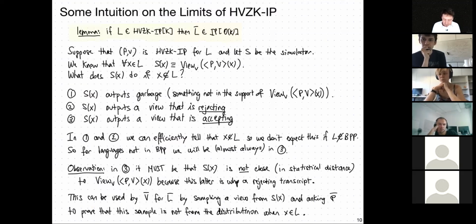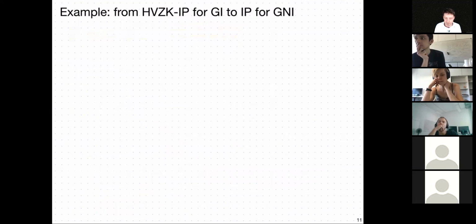And so at a very high level, what you can do is design a verifier for the complement of the language, where you ask the prover to help you prove that whatever is sampled by the simulator is far from a real view. And now, in 5 minutes, I'm going to tie this back to GI and show a connection between GI and GNI precisely because of this. I'm not talking about the general protocol, but just showing what's a feature.